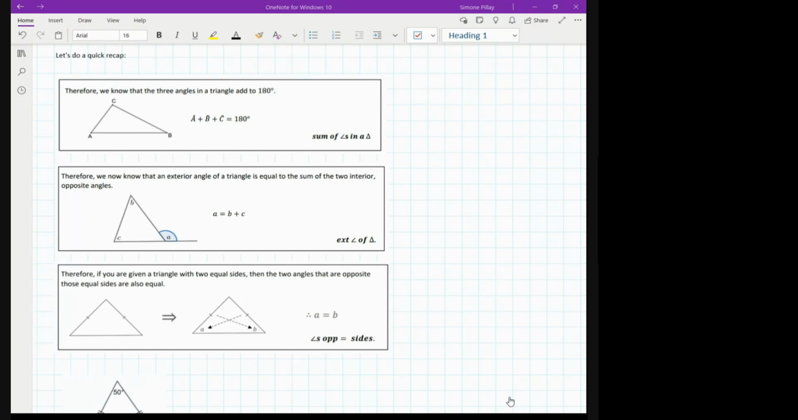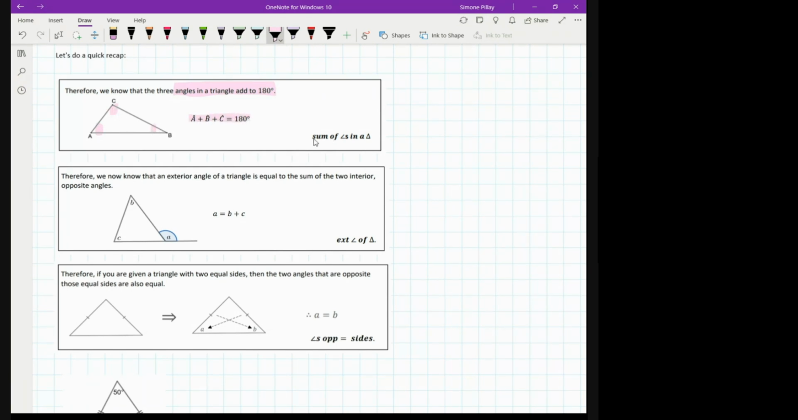Moving on. We are continuing with geometry of 2D shapes. What we have covered so far is everything dealing with triangles. So far we learned that the angles in a triangle add up to 180 degrees. Very important to know that these are the interior angles, so the angles that are inside the triangle add up to 180 degrees.